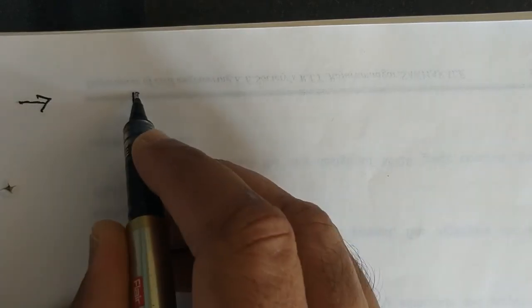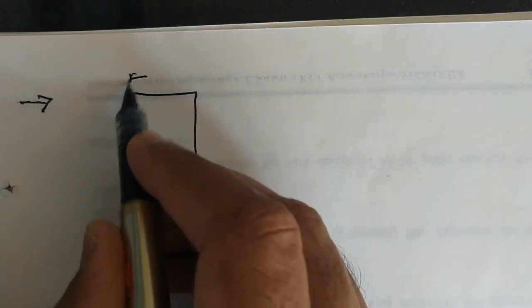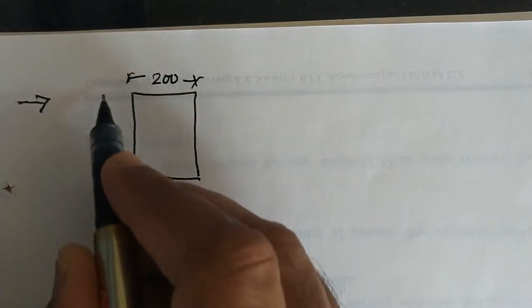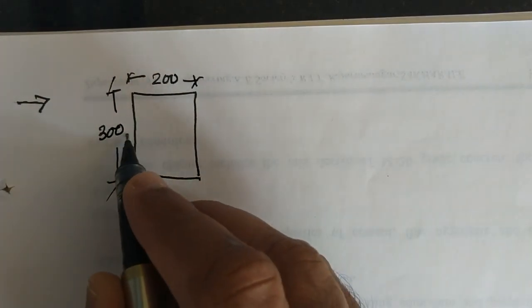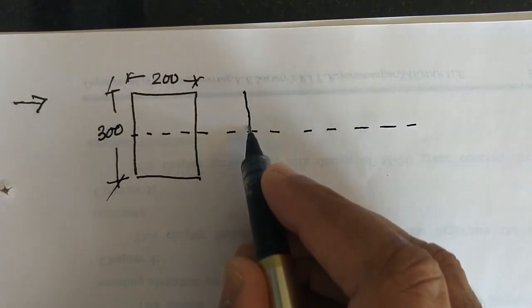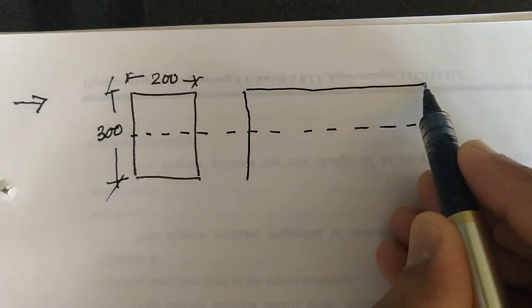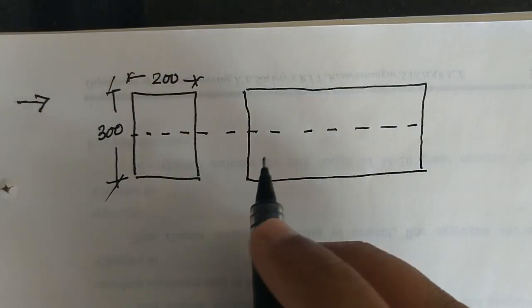So first you have to sketch the longitudinal and cross sectional view of a beam. So this is cross section of beam with 200 mm width and 300 mm overall depth. This is the CG of concrete. Let us sketch the longitudinal section also. From that section you can clearly show the profile of the tendon.